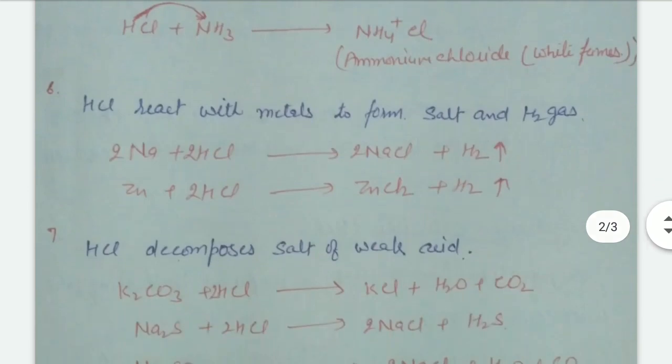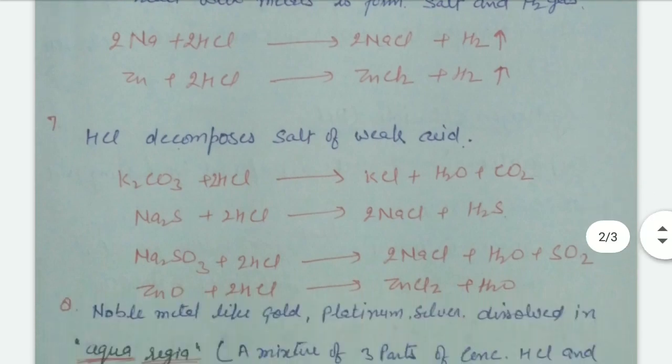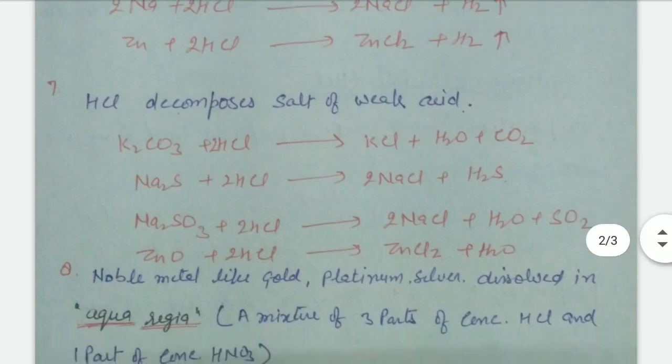Sixth, HCl reacts with metals to form salts. Since HCl is an acid, it combines with metals to form salts, like Na plus HCl forms NaCl, and Zn plus HCl forms ZnCl2. HCl decomposes salts of weak acids like K2CO3: with HCl they decompose into KCl, H2O and CO2. Sulfides form H2S gas, sulfites convert into SO2 gas, and ZnO converts into H2O.